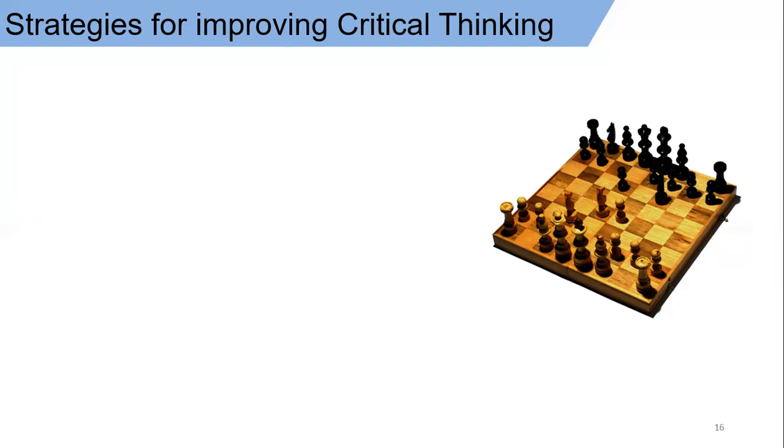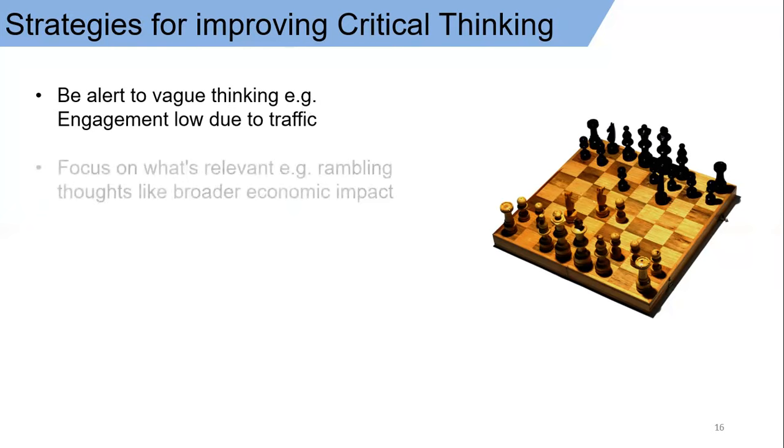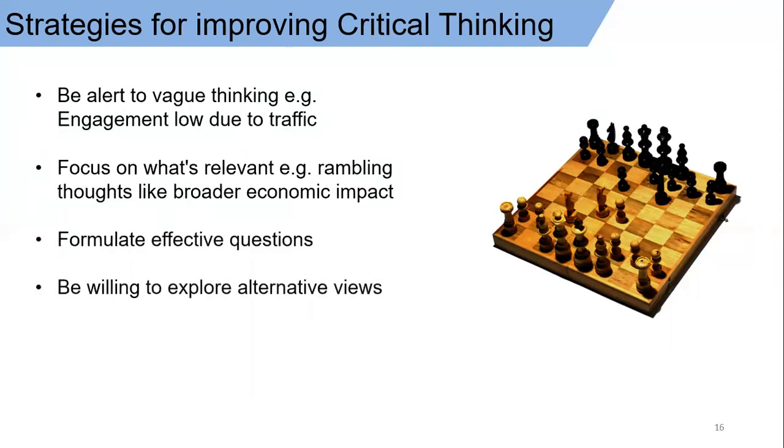So before I move ahead, some of the things that you want to do is be alert to vague thinking. Such as, employee engagement is low due to traffic. Well, guess what? The traffic applies to each and every company in the industry. So that's a pretty vague thought process. Or if you have a rambling thought, you start talking about broader economic impact or decisions. So you've got to make sure that you formulate the right questions also.